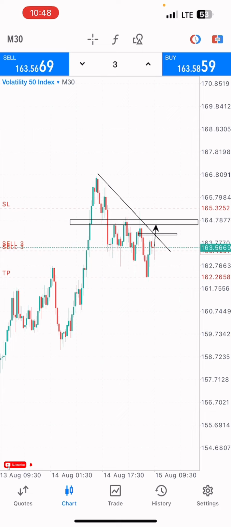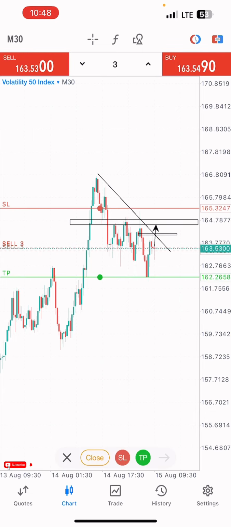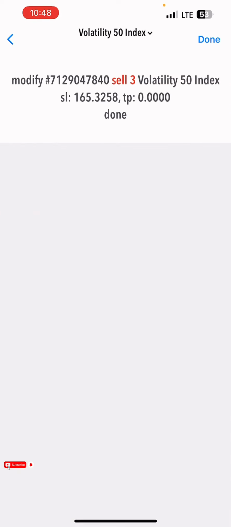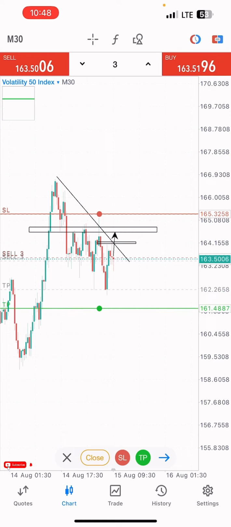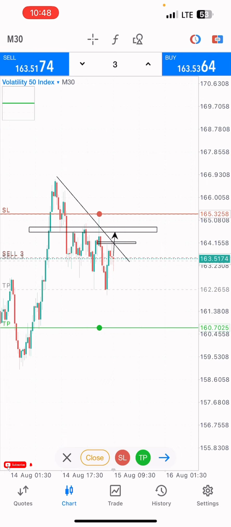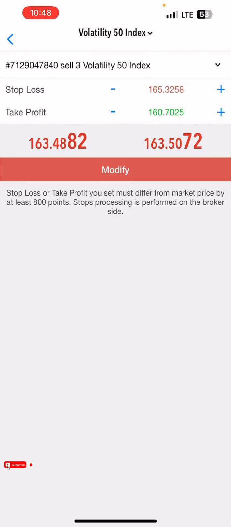Okay, let's say we took another sell. Basically, let's take another sell. Now you have three positions. You have three positions at the moment. Our stop loss is at the same point, the same place. You have three positions with the same stop loss. Then our second TP. Remember, we have set our first TP. Our second TP will be at this point, this second last swing low.